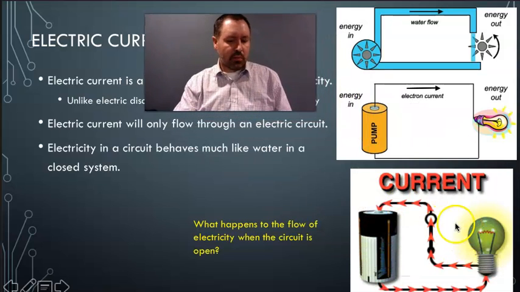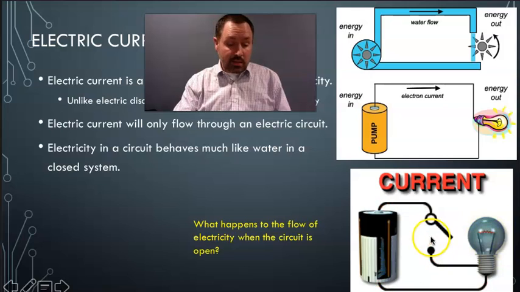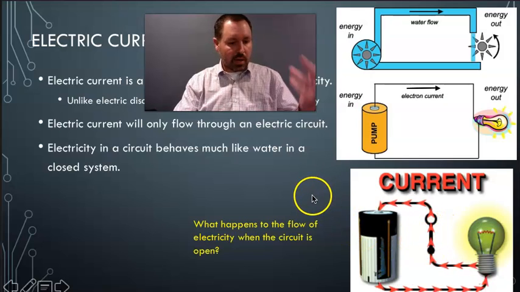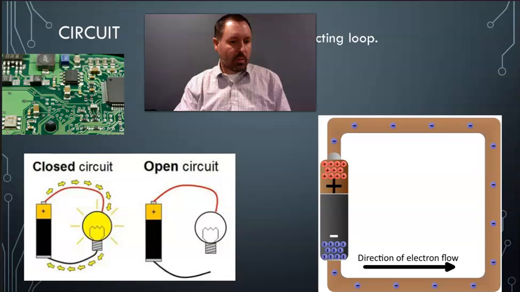So we've got this little animated GIF of electricity flowing from the negative to the load right here, and then overall to the positive. And if you were to open the gate right here, the electricity cannot flow. This is like an open circuit and a closed circuit. So what happens to the flow of electricity when the circuit is open? It doesn't flow.